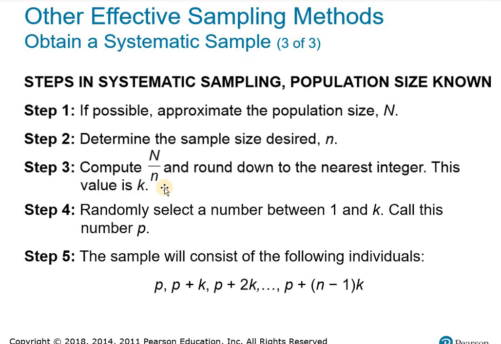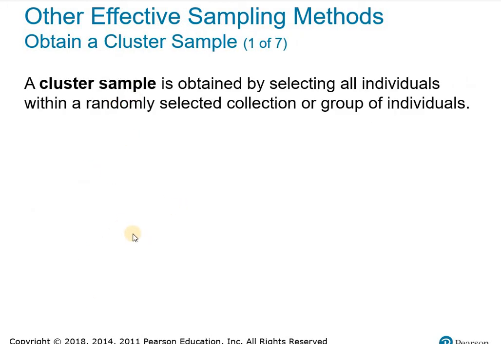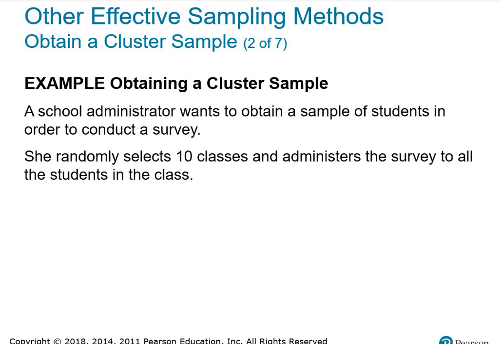Then after that, the sample will consist of the following individuals. So it's going to be individual number P, and then individual number P plus K, and then individual P plus 2K, etc. So you're going to pick every kth individual in your sample until you end up with n individuals in your sample, and you're done sampling. A cluster sample is obtained by selecting all individuals within a randomly selected collection or group of individuals. Here is an example. A school administrator wants to obtain a sample of students in order to conduct a survey. She randomly selects 10 classes and administers a survey to all of the students in the class.